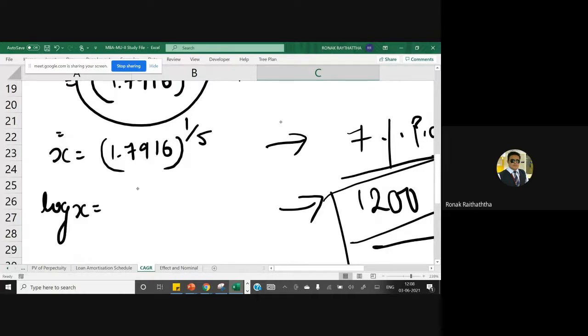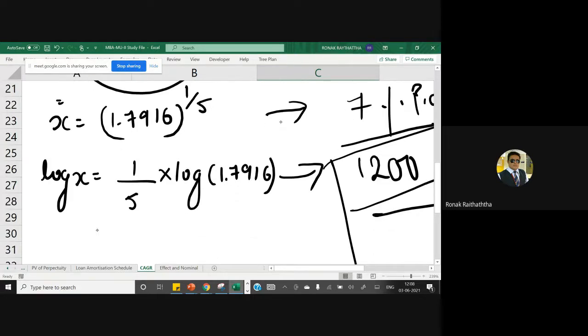Log x equals whatever is there in the power will come into a multiplication. Log of 1.7916 equals 1 divided by 5. Let's go to the log table. 17, 9's value, 1's mean difference.